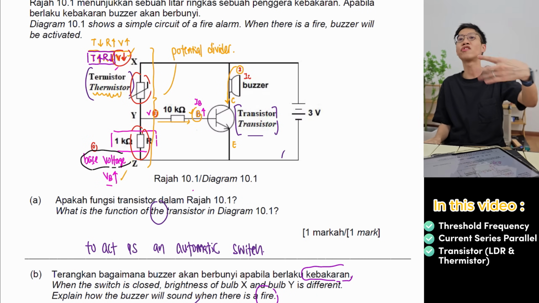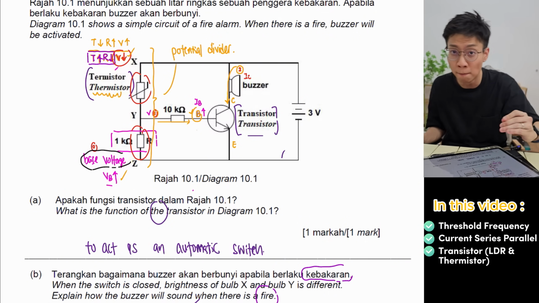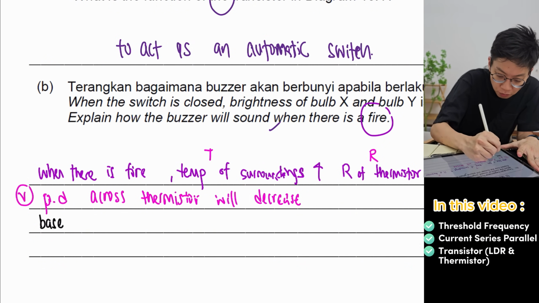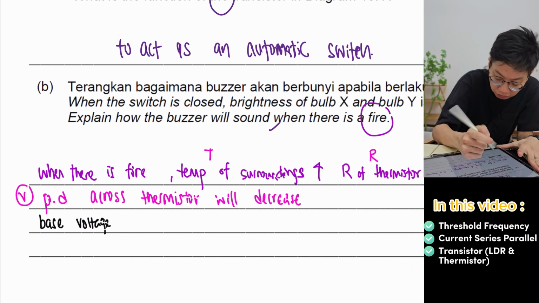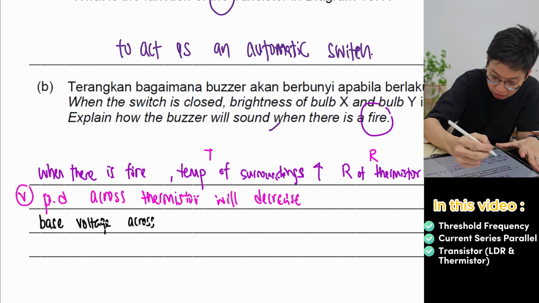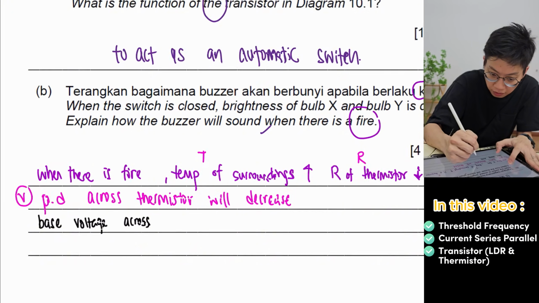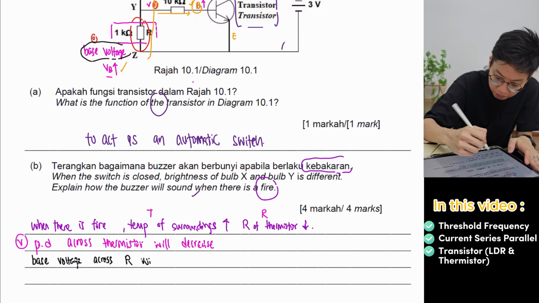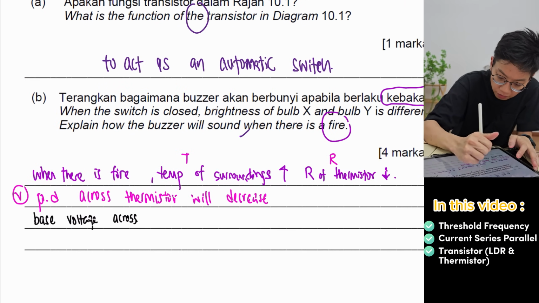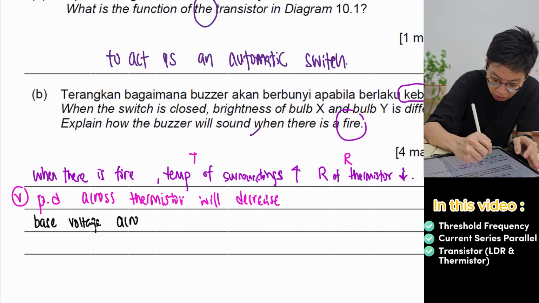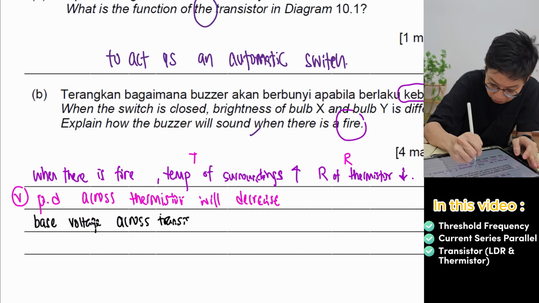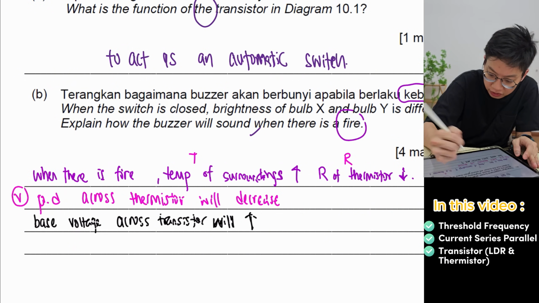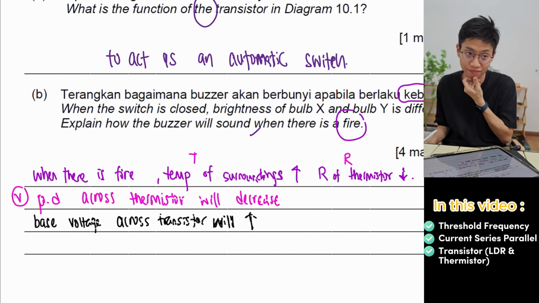So the last 2 marks for this kind of explanation is actually a combo. Okay, how to say combo? We will say that first of all, your base voltage across the transistor will increase. Okay, so when your base voltage increases now, then what will happen?